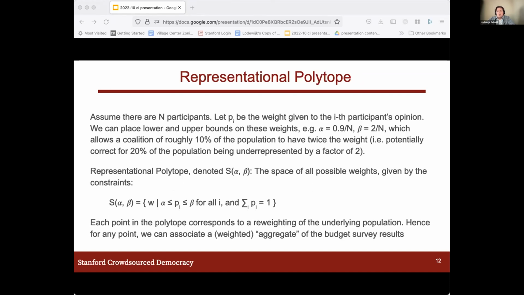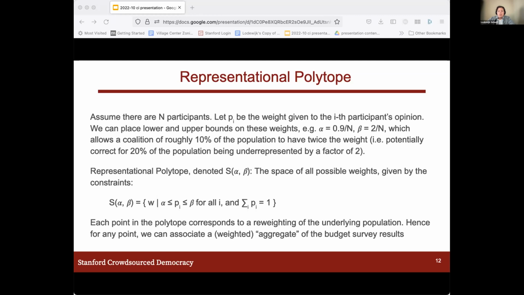So for a more principled approach, we could consider the idea of a pure opinion minority. Without knowing anything about the demographics, let's assume that there are n participants and let p_i be the weight that we give to the opinion of participant i. We could put a lower and upper bound on these weights to make sure that everyone has a roughly similar input on the decision or on the aggregate. And this allows us to find a minority coalition that can be upweighted.